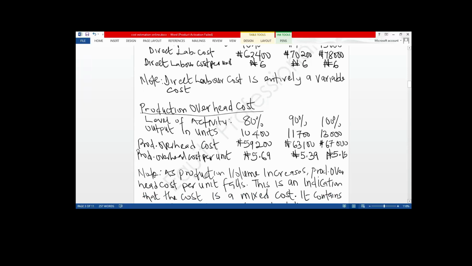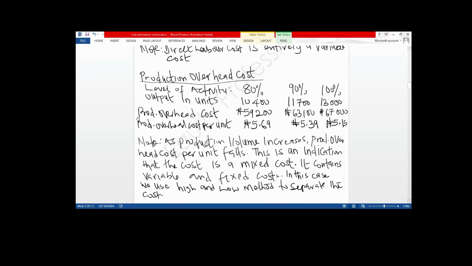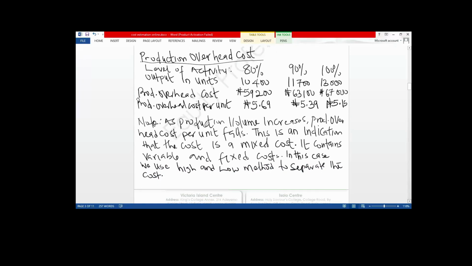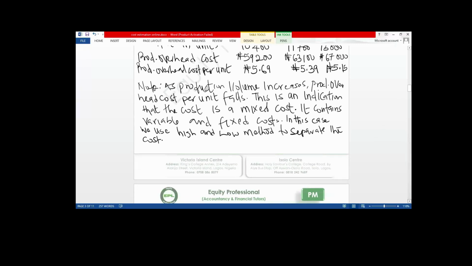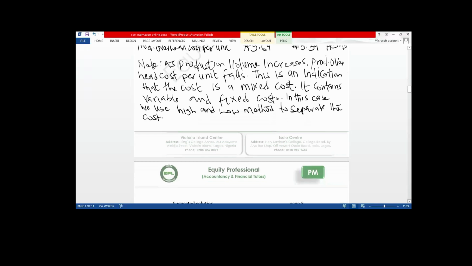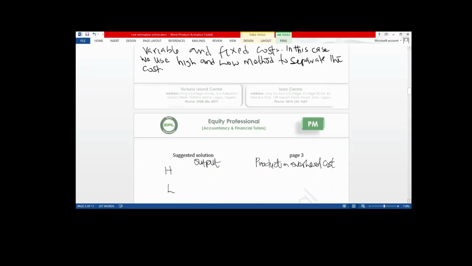Remember the step for high and low method. Yes. Identify the highest activity level and the corresponding cost. Next, identify the lowest activity level and the corresponding cost. So let's go to this.